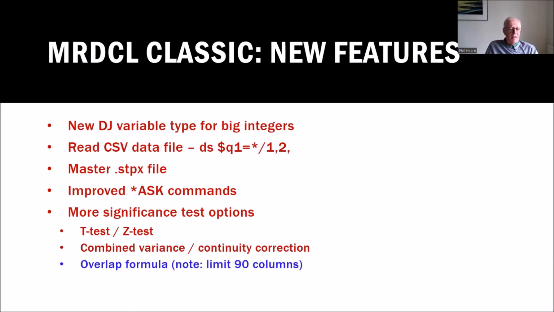We've also added an overlap formula. This is where you've got multi-response variables going into the banner of your tables, and you want to use what's known as the overlap formula in significance testing. That comes with a slight overhead, because what it does is compare every single column against every single column. And so there is a limit of 90 columns on that particular feature. As you can imagine, the number of comparisons gets quite large behind the scenes once you've got 90 columns.